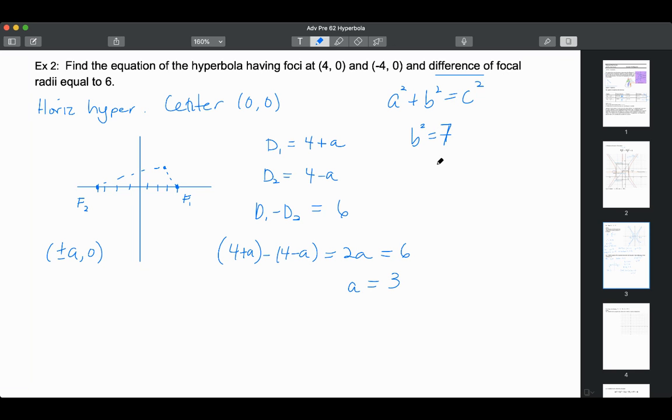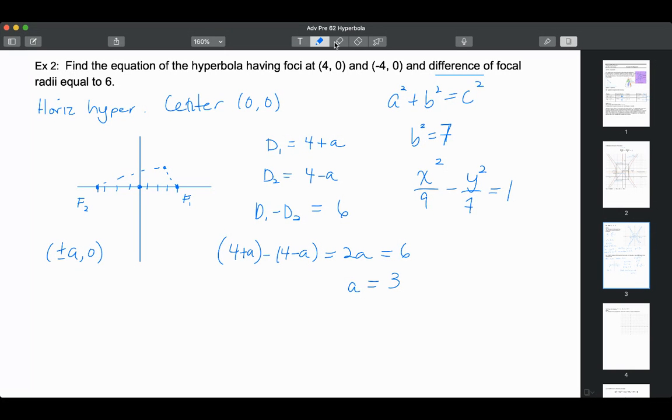And I don't even need to go back and find b unless I'm trying to graph this, but just leaving b squared is fine, because I know that in the end, the equation of my hyperbola, because it's horizontal, I'm going to start with x squared, and (0, 0) is my center, so I don't need to do x minus h. I can just say x squared over a squared, minus y squared over b squared, is equal to 1. That's why I didn't need to calculate b, because I really care about b squared.